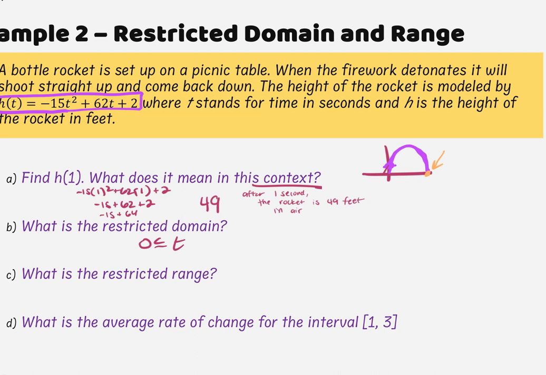You're going to have a calculator. This is not going to be factorable. You'll have a calculator and you're going to find that 0. So I'm literally going to plug in negative 15t, which is my x, squared, plus 62x plus 2, and I'm going to hit graph.